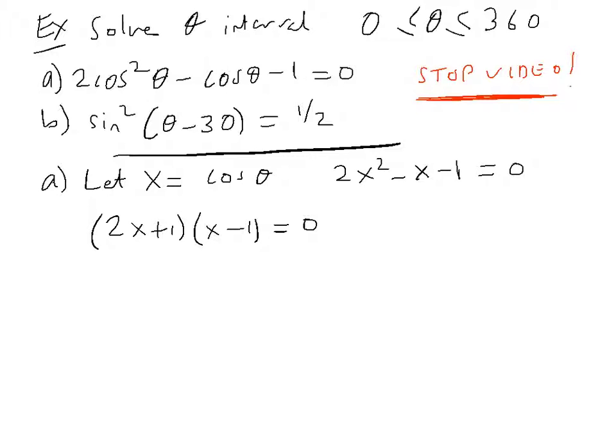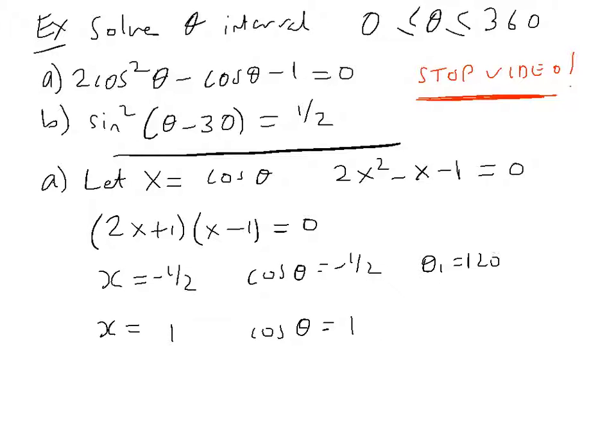This gives us two solutions. It gives us x equals minus a half, or x equals 1. If we then convert back to cos theta, so therefore cos theta equals minus a half, or cos theta equals 1. If we put our value into our calculator, we should get theta 1 equals 120. We do 360 take away that, and our theta 2 would give us 240.